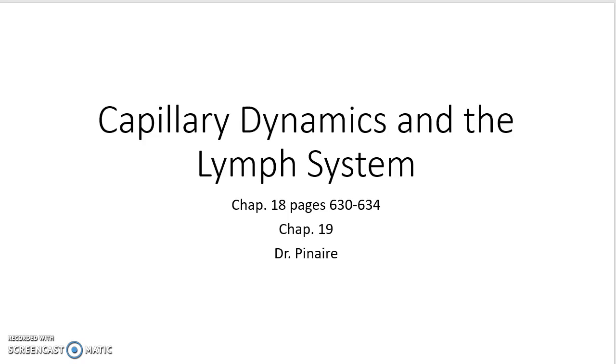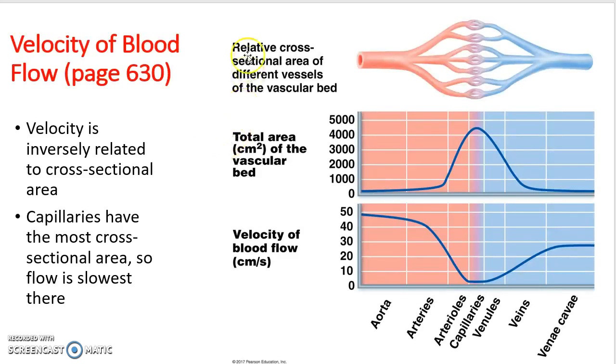The first video of this lecture will cover capillary dynamics, which is part of chapter 18, and it's on pages 630 to 634. Chapter 18, at the end of the chapter, really goes well with the lymph system. So we need to understand that the velocity of blood flow is inversely related to cross-sectional area. What that means is that when velocity goes up, cross-sectional area goes down, and vice versa.